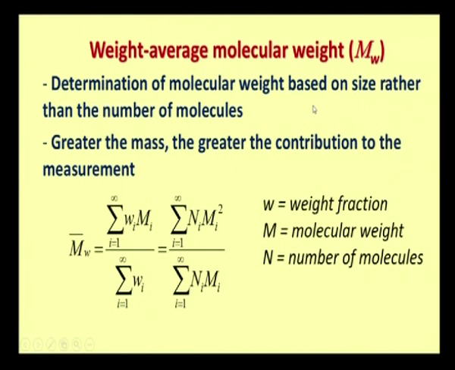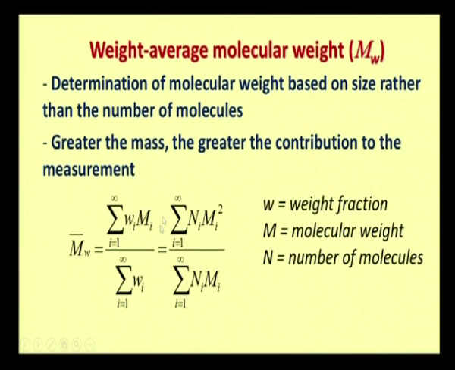The determination of molecular weight, if it is based on the size rather than the number of molecules, then this calculating method leads to the weight average molecular weight. The greater the mass, the greater its contribution to the measurement. That means, in general, greater mass is the case if there is a greater number of repeating units. If it is greater in a polymer chain, the mass is going to be more. So, hence this is directly reflected in the weight of the polymer sample.